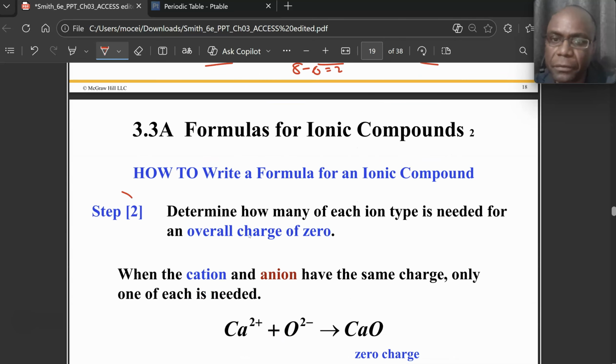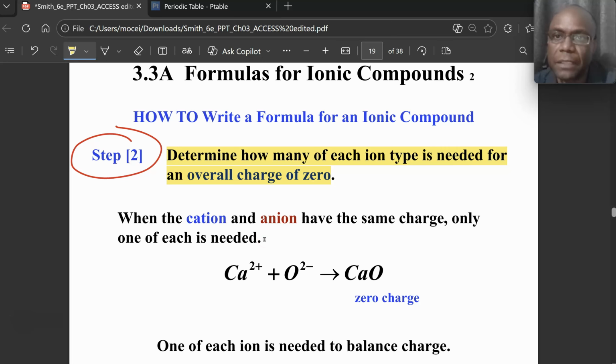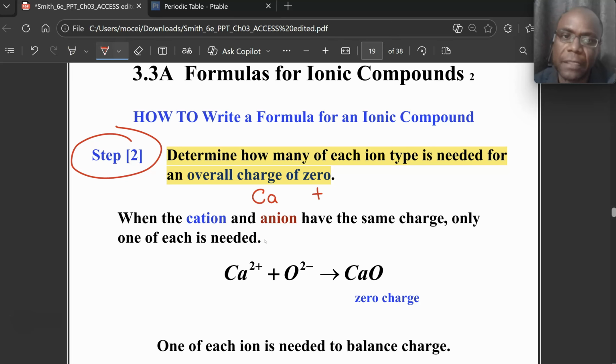Then step 2, you want to determine how many of each ion type is needed to neutralize the charges, so the overall charge will be 0. For example, if someone gives you calcium and they tell you that you're combining calcium with oxygen, these ones will not combine until they are in their ionic form. Now, looking at this, the charges are already cancelling. Can you see that? 2 plus and 2 minus, they are cancelling.